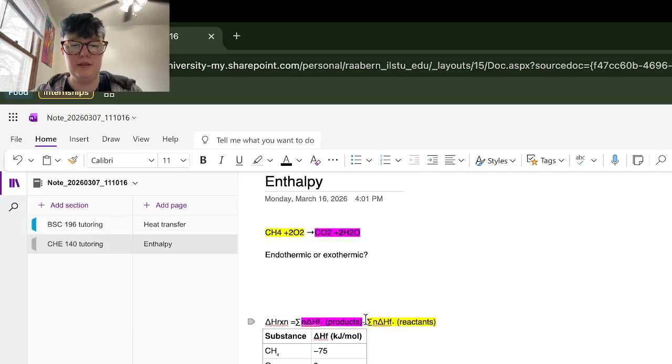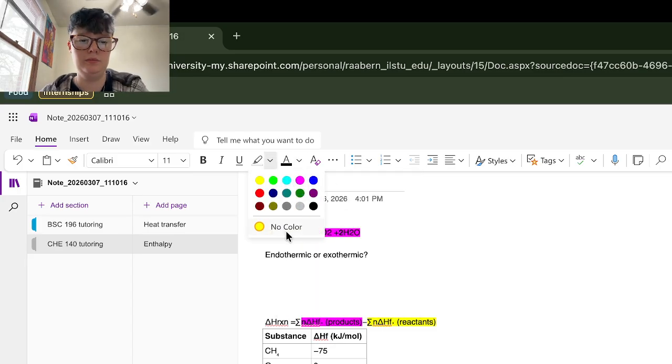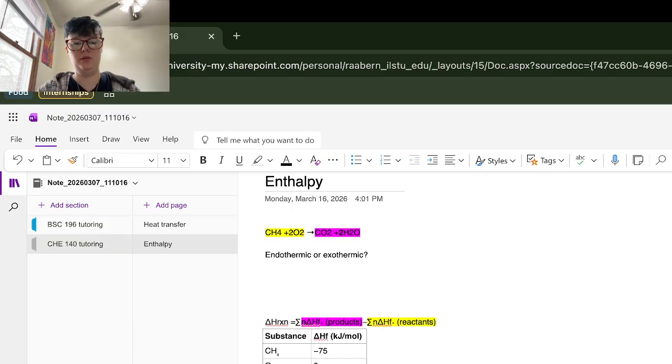Okay, and then that brings us to delta HF of reactants. So for this we have CH4, or methane, and oxygen. So methane is a negative 75, and we take that plus, there's again a 2 in front of O2, so it would be 2 times, in this case, just 0. So technically your answer is just going to be negative 75.